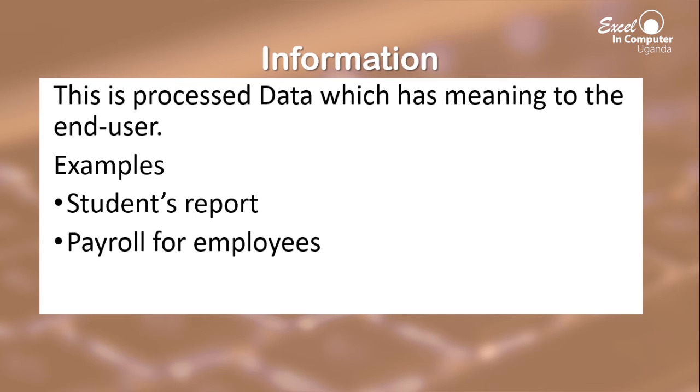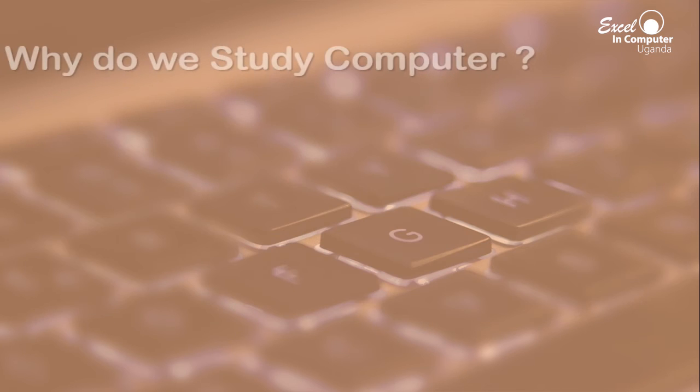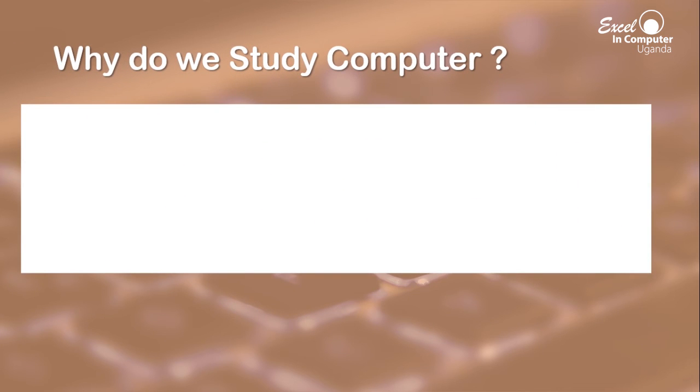And the employee's salary: every employee will have his own salary, but when you produce a payroll for him for maybe 1 month, it will be meaningful to you and to the employee. Price lists, for example: now you have your product and the price. If you combine the two using a computer, product and price, you get a price list which is useful to you. After you have looked at information, you're going to look at why we study computer.